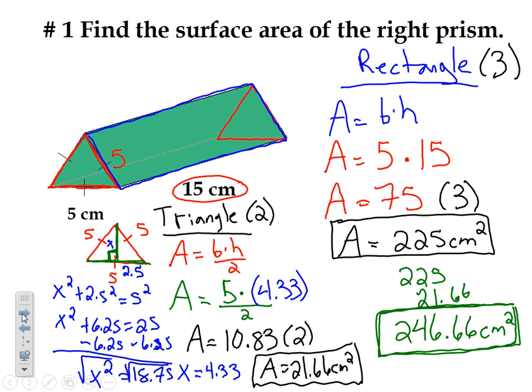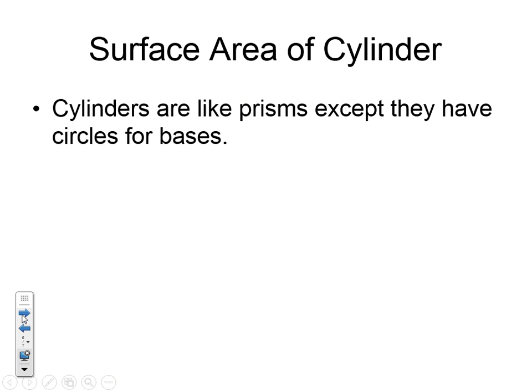So for these ones, anytime we have a prism in general, you need to find the area of the base, whether it's a square, rectangle, pentagon, hexagon, triangle, and multiply that by 2. And then you have to find the area of a rectangle, and then multiply it by how many rectangles you have. Alright, ladies and gentlemen, we're moving on to surface area of a cylinder.